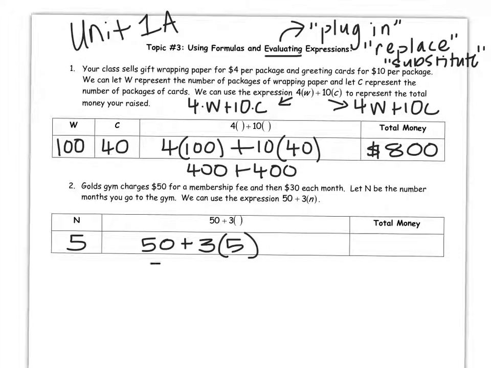So in this case, I do 50 plus, oh, I just saw a little mistake I made here. It wasn't 3, that should have been a 30. That would have been a really cheap gym. 30 times however many months I belong. See, that was a mistake right up there, guys. All right, so I have 50 plus 30 times 5, that's 150. And then you add those up, 50 plus 150, that means that I would spend $200 total. That's why I hate the gym so much.